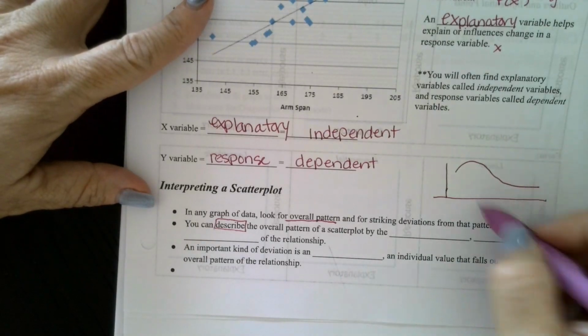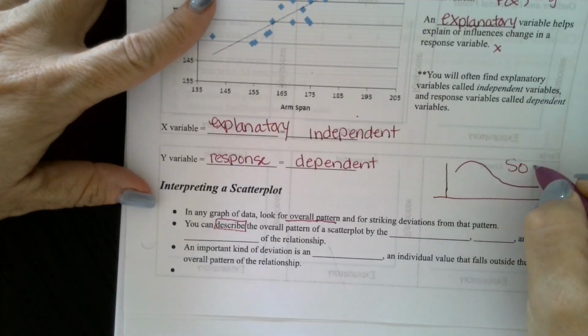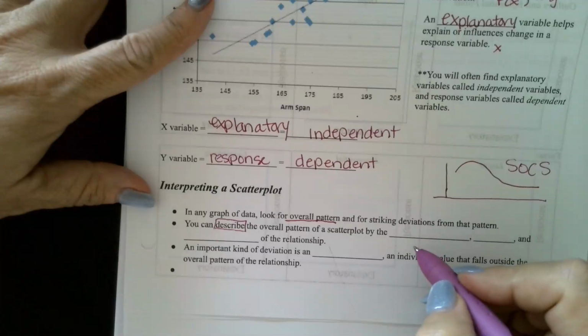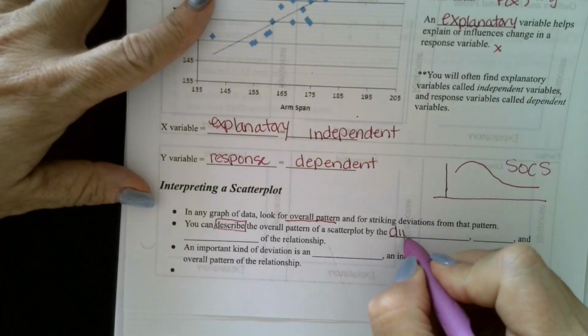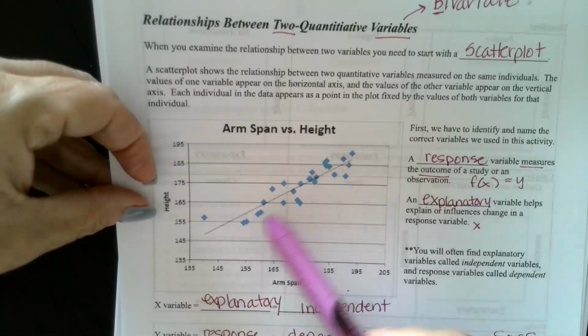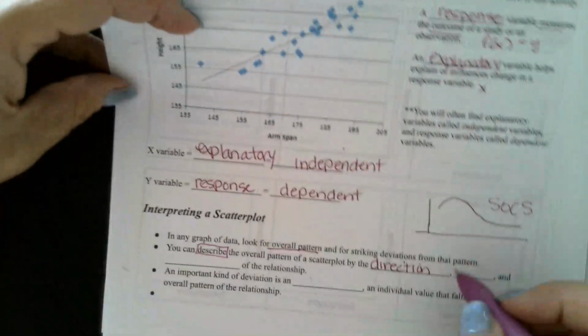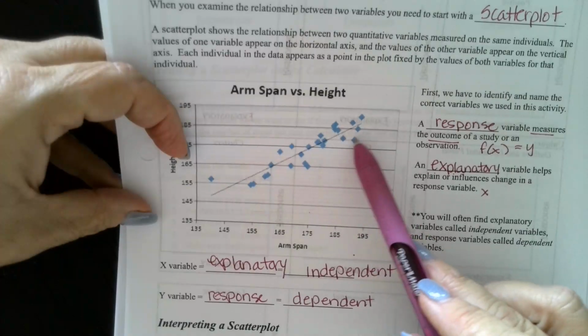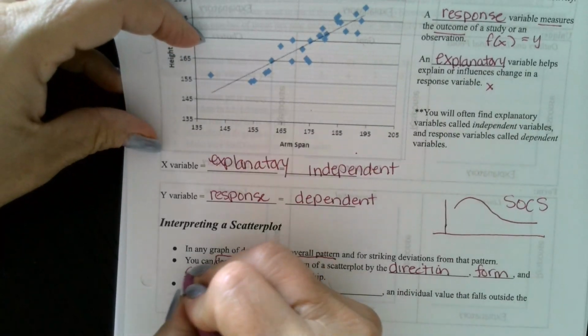If you remember when we were describing these relationships, we used this acronym SOCS, right? Shape, outliers, center, and spread, or variability. Well, when we're describing a scatter plot, we're still going to talk about some of these things, but we're going to use a different acronym. The first thing that we're going to talk about is direction. With this scatter plot, this is going up, so I would have a positive direction. We're going to talk about the form. Because this scatter plot is a line, my form would be linear. We're going to talk a little bit about the strength of the scatter plot.